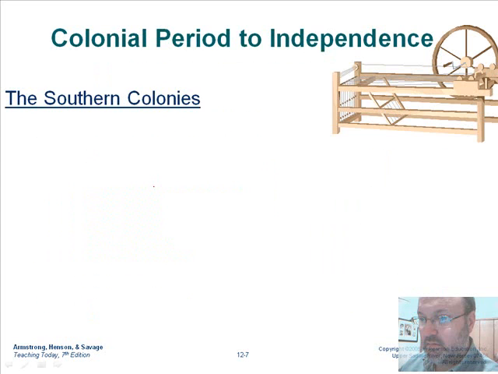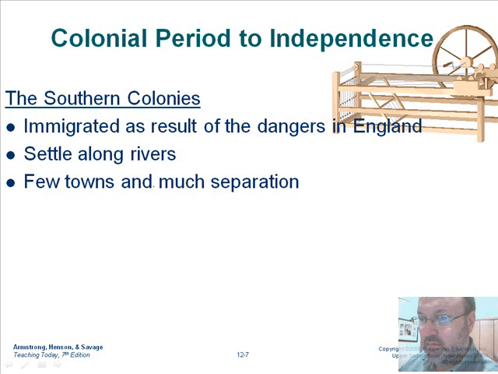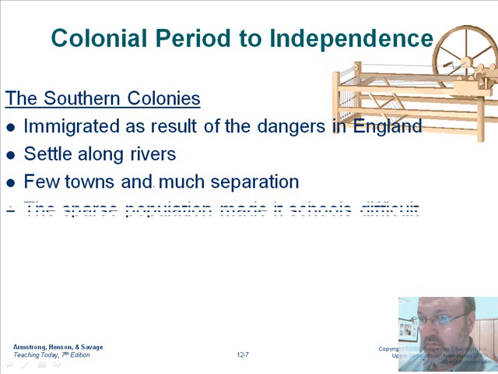And then the southern colonies took a little bit different path also. They immigrated here as a result of the dangers in England, dangers to their wealth, and they settled along the rivers. Now, you that are history people, what did that mean? How would that make their life different, that they settled along rivers? Anyone? Well, yeah, it meant that they were shipping people and trading and trapping people in furs, and they had access along the rivers to put stuff on the boats and the ships and ship them back to England or wherever. And with that, they didn't have many towns, and they had a lot of separation and a real sparse population, which made schools difficult.